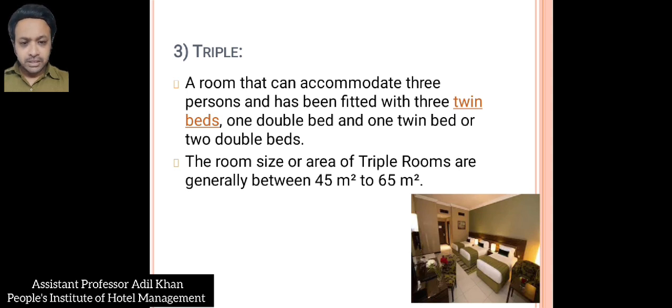Our third room is triple room. A triple room can accommodate 3 persons and has been fitted with 3 twin beds, 1 double bed and 1 twin bed, or 2 double beds. The room size or area of triple rooms is generally between 45 square meters to 65 square meters.